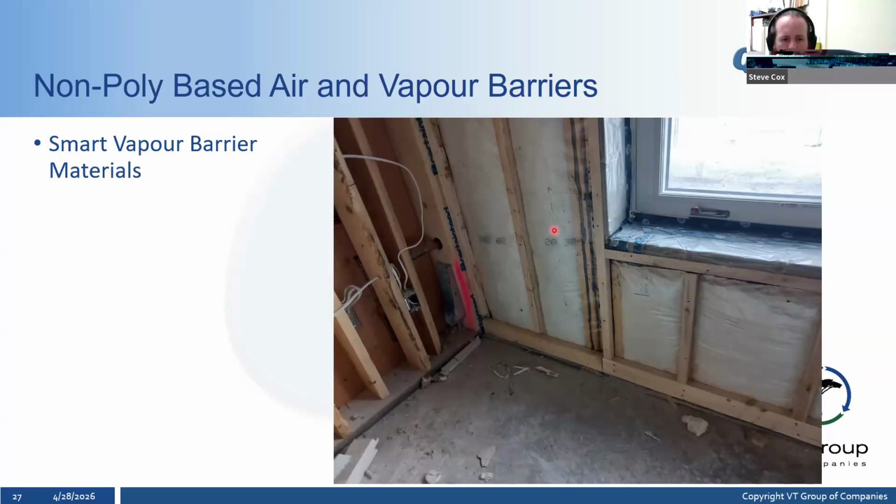As you can see, what they've done here is this is a smart vapor barrier. This is membrane from CertainTeed. That's a vapor open material. What that means is if moisture accumulates inside this wall cavity, the membrane has the ability to become more vapor permeable to allow that moisture to breathe out into the space if needed. So that's what they've done here.